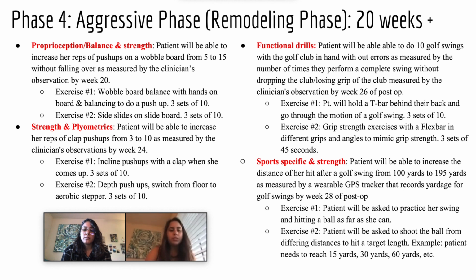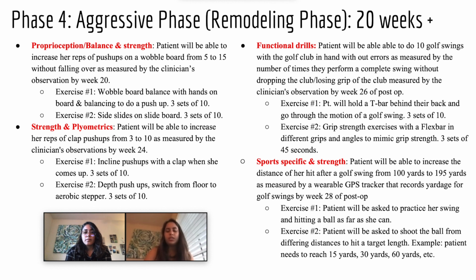Our strength and plyometric goal is that the patient will be able to increase her reps of clap push-ups from 3 to 10, as measured by the clinician's observation by week 24. Exercise 1 is an incline push-up with a clap when she comes up, 3 sets of 10, and then exercise 2 will be dead push-ups, switching from floor to aerobic steppers, 3 sets of 10.